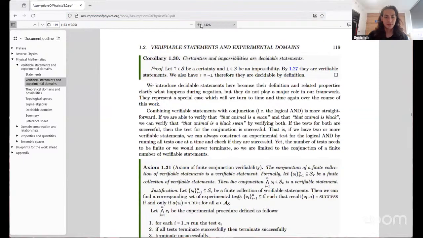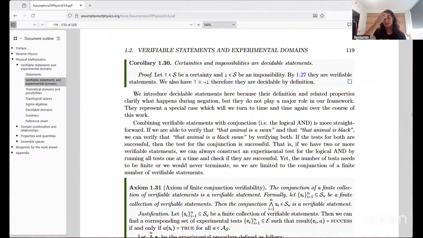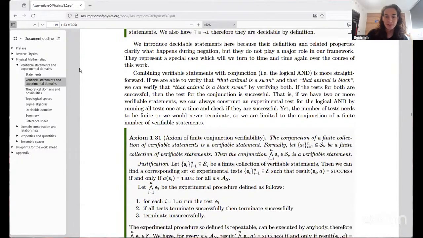Should I start with the corollary? No, I think here. Okay. We introduce decidable statements here because their definition and related properties clarify what happens during negation, but they do not play a major role in our framework. They represent a special case which we will turn to time and time again over the course of the work.